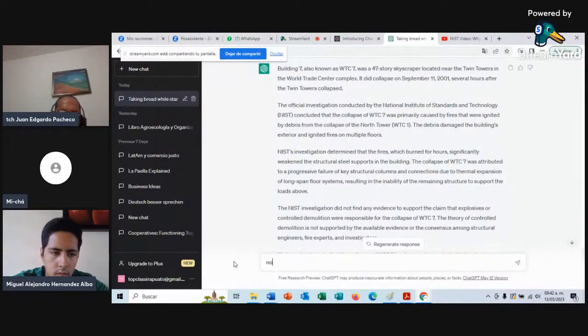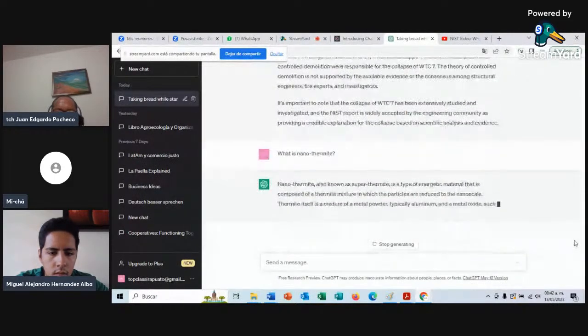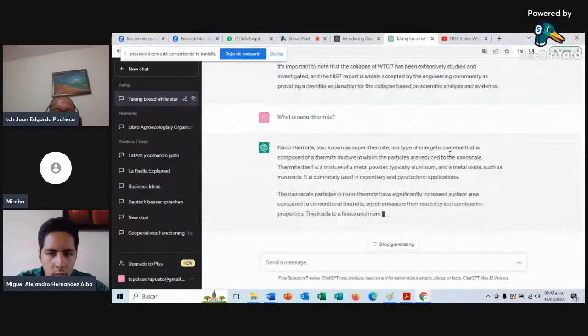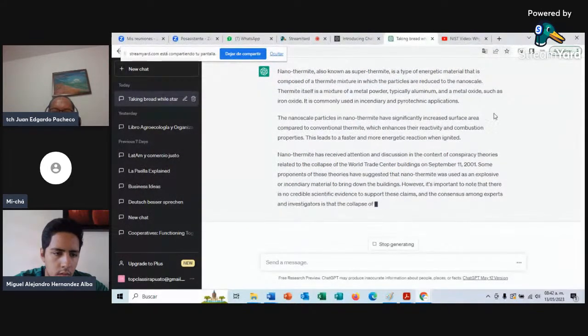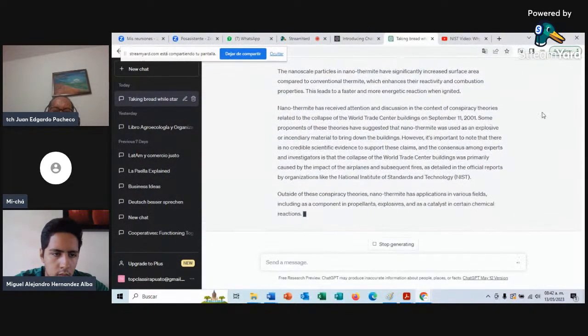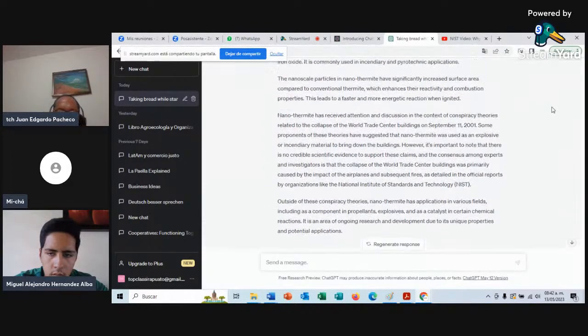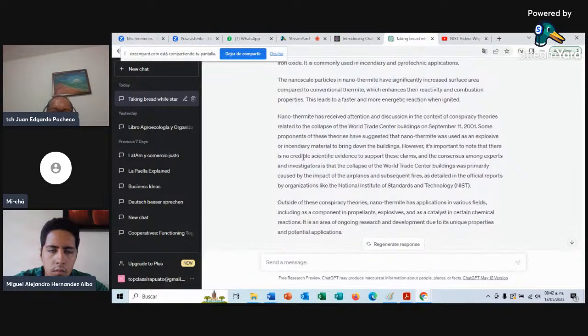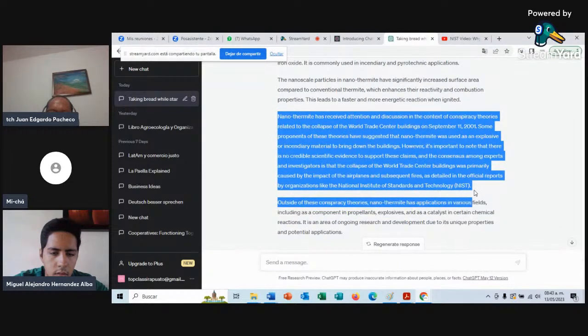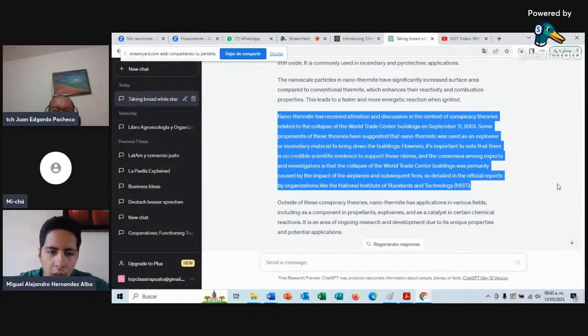So for example, if you ask what is nanothermite, it is going to give you a huge explanation. That is a super thermite, an energetic material that is composed of a thermite mixture in which the particles are reduced to nanoscale. Okay, here it says exactly that. Can you read paragraph number 3, Mitch, or Mickey? Nanothermite here, please. Which says nanothermite has received attention.